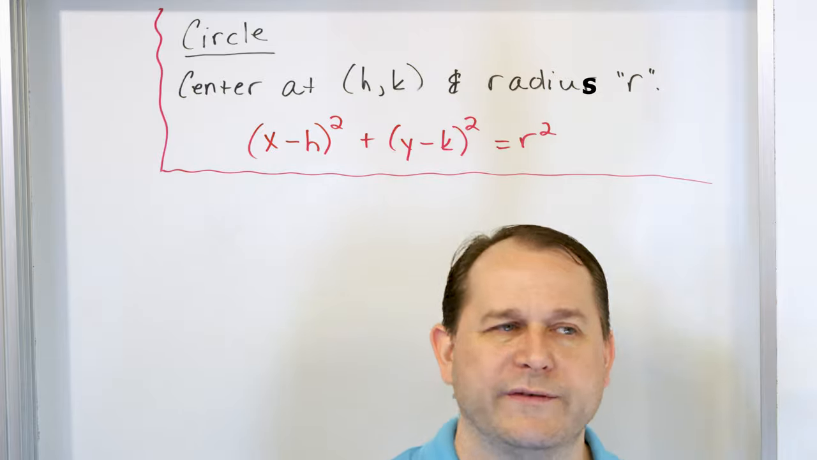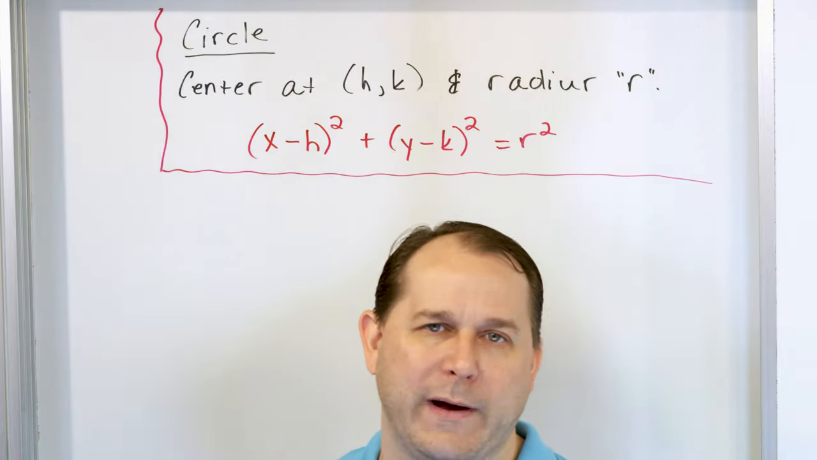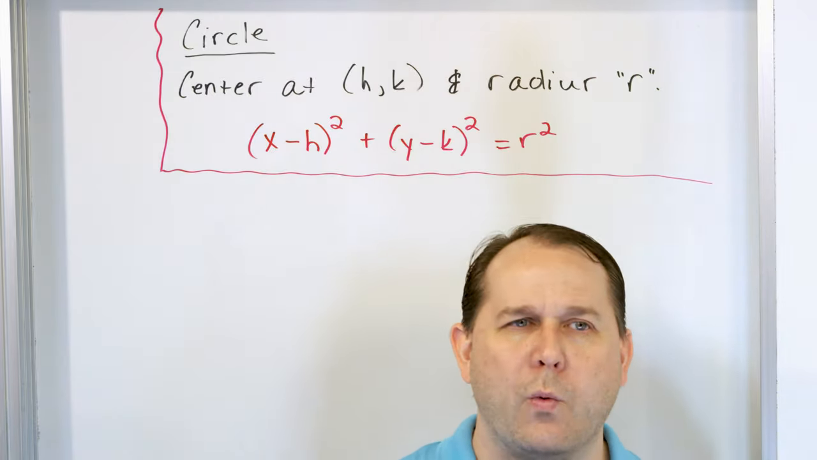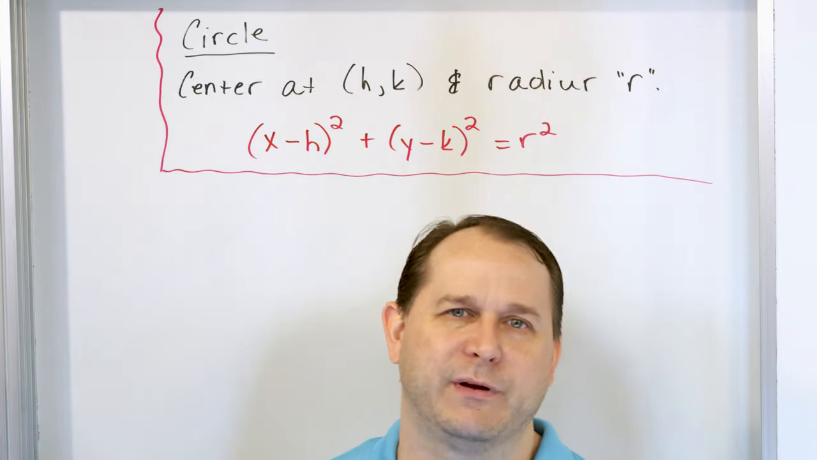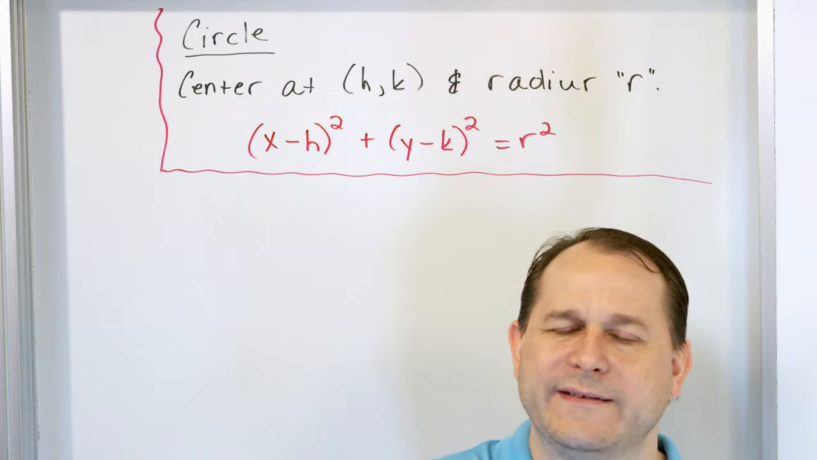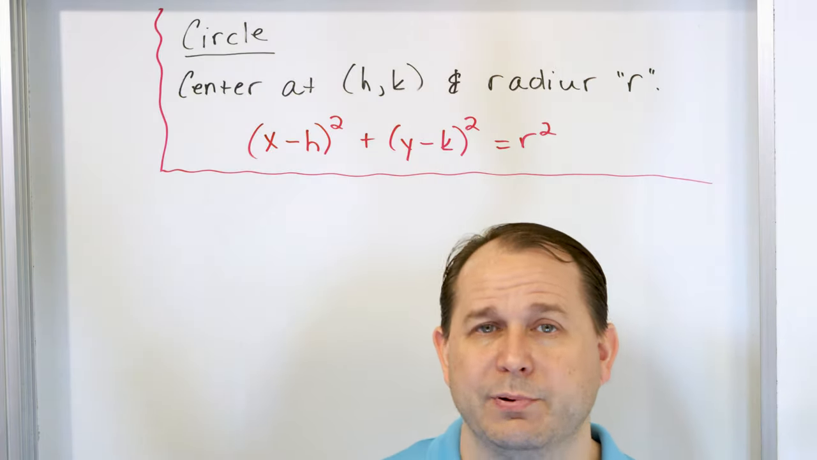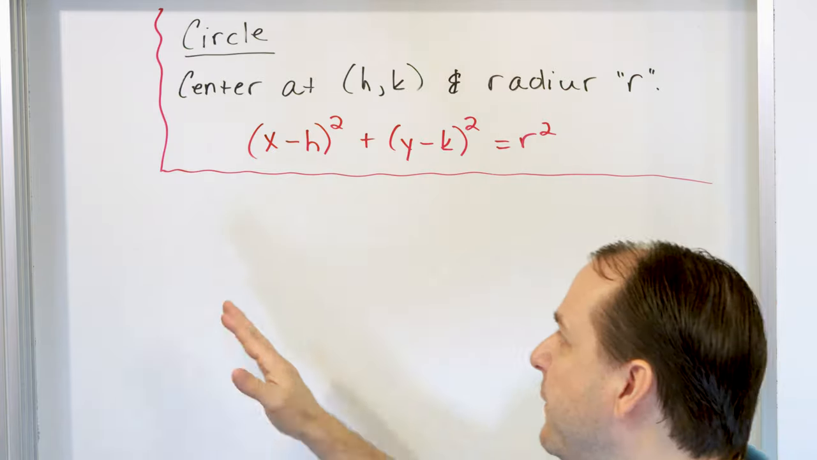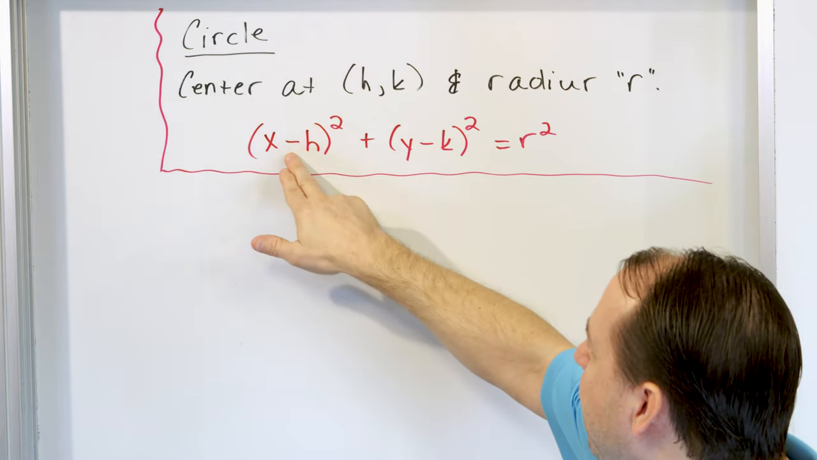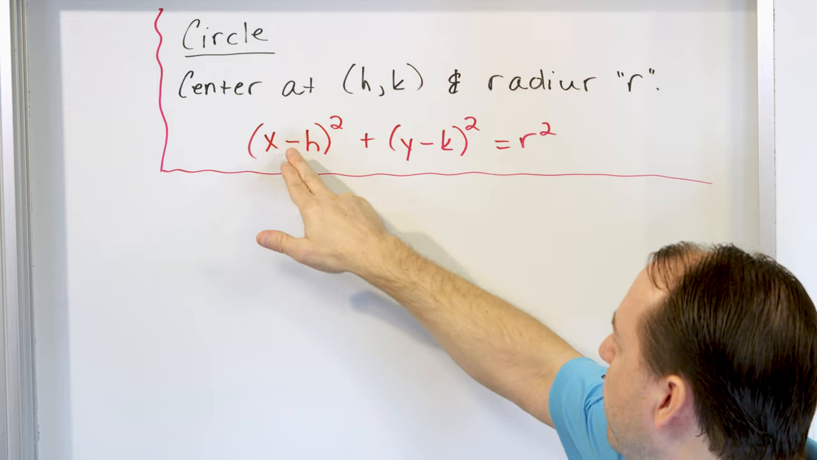Or for a parabola, we'll say y equals 16x squared. Or for any other polynomial, y is equal to 2x squared plus 3x plus 4. Always y is on one side of the equal sign and everything else is on the other side of the equal sign, which lets us plot the thing.